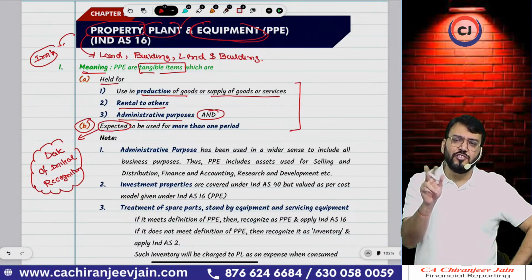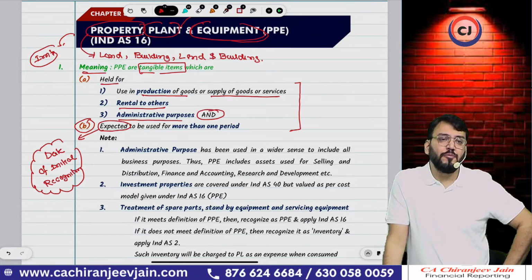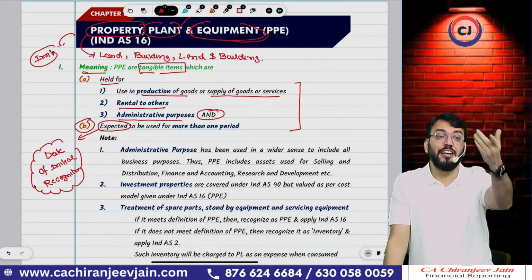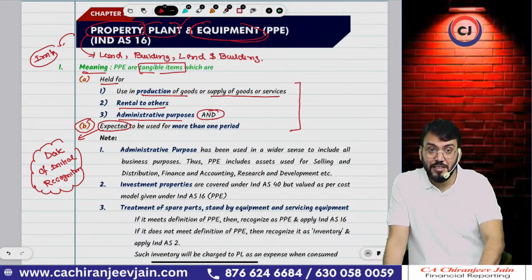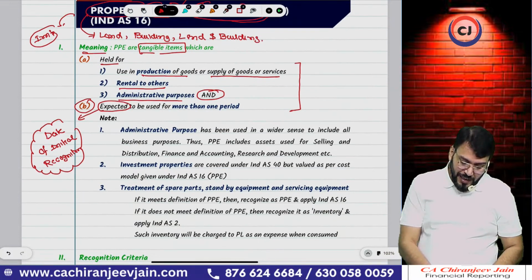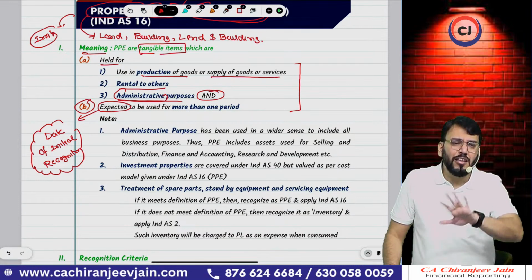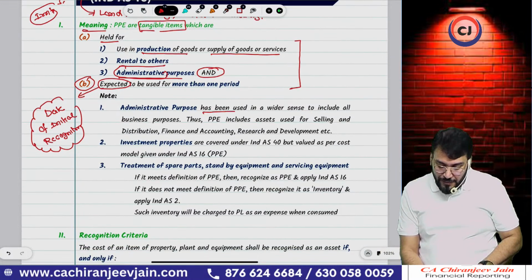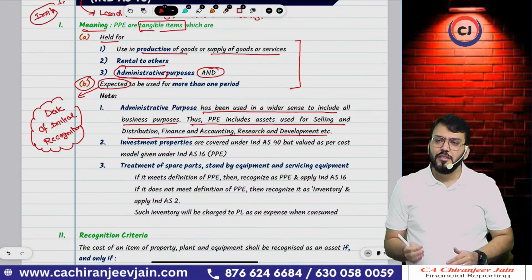But there are two clarifications required from the point of definition. See, sir, there are many other purposes also. For example, if you are using some tangible item for accounting purpose, or for research and development purpose, or marketing purpose, quite possible. Whether that will be property, plant and equipment? Yes, but it is not given. So they have given one clarification. Admin purpose has been used in a wider sense, and all other purposes which are nothing but business purpose will be covered in this particular definition. So it has been used in a wider sense to include all business purposes.